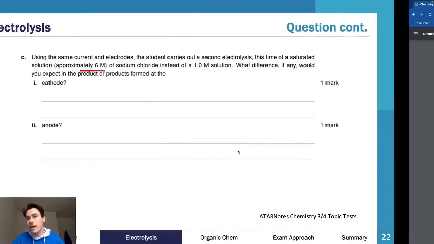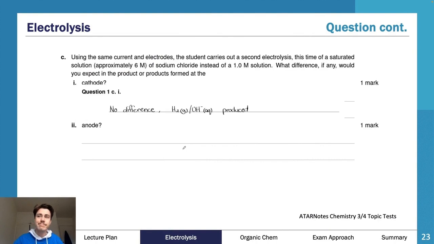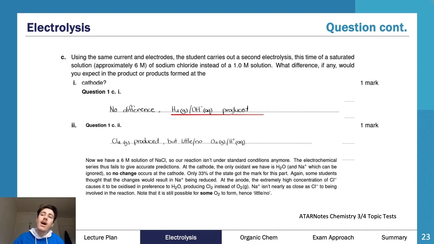It's too far away. So you know what I'm going to write here? No difference. I'm still going to have H2 gas and OH- ions produced. Full stop. So by saying that there's no difference, I'm also importantly telling the examiner that I'm still going to get the same thing produced. And it's really important that I say what is being produced. But at my anode, I'm going to get a difference. I'm going to say Cl2 gas produced with little to no O2.